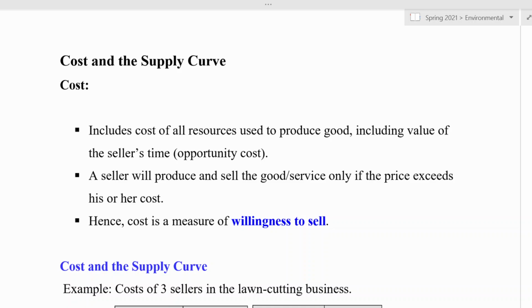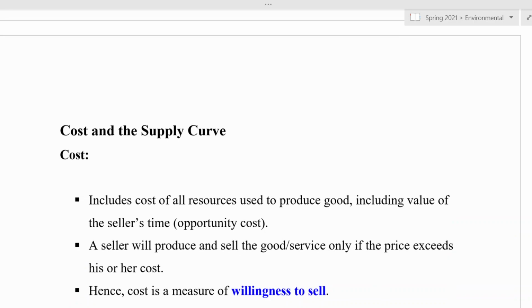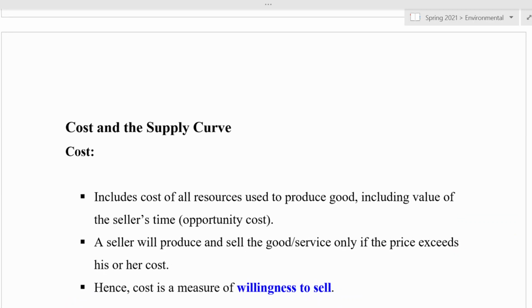Again, welfare economics is looking at how the allocation of resources affects both consumers and producers. And now that we're talking about cost and the supply curve, we're going to be getting into producers. Okay, and so cost is simply the value of everything a seller must give up to produce a good.